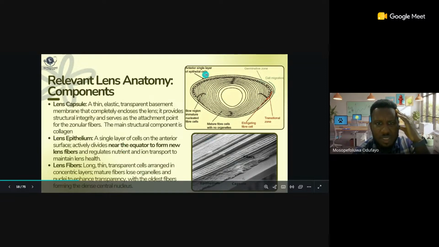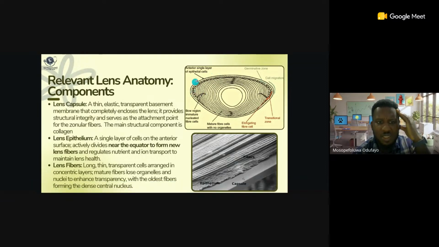Now, there is a single layer of cells on the anterior surface, as you can see in this diagram here, lining this layer of epithelium. But at the level of the equator, there's something about these cells. This is where they are dividing to form new lens cells. As they divide, you observe that they elongate. The more they elongate, they form long, thin, transparent cells arranged in concentric layers. These are the lens fibers.